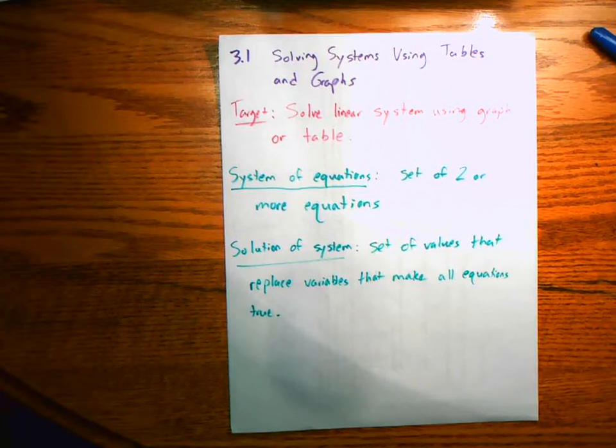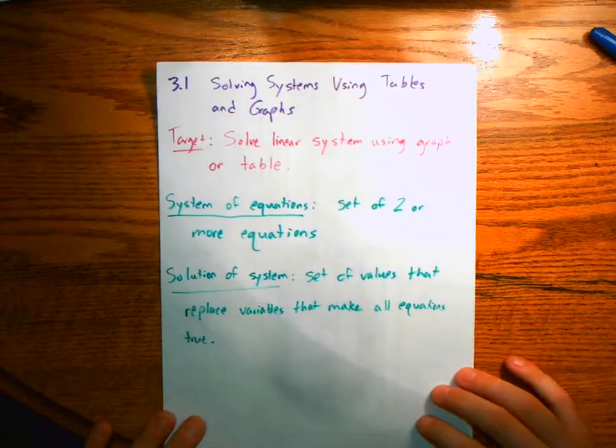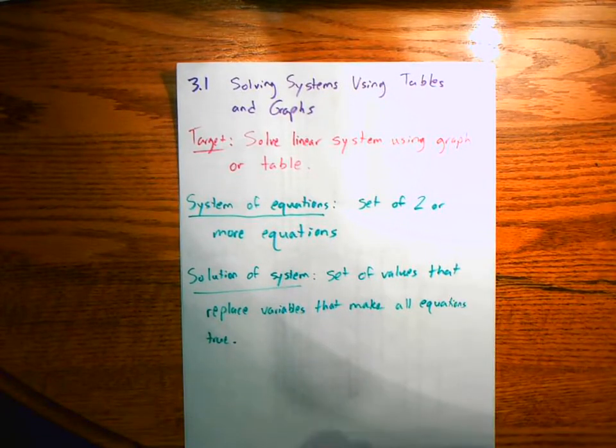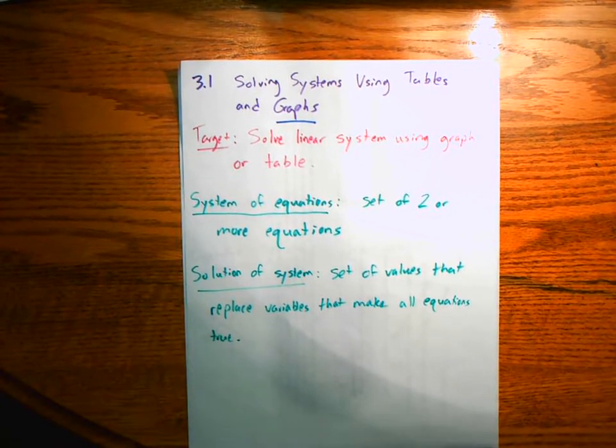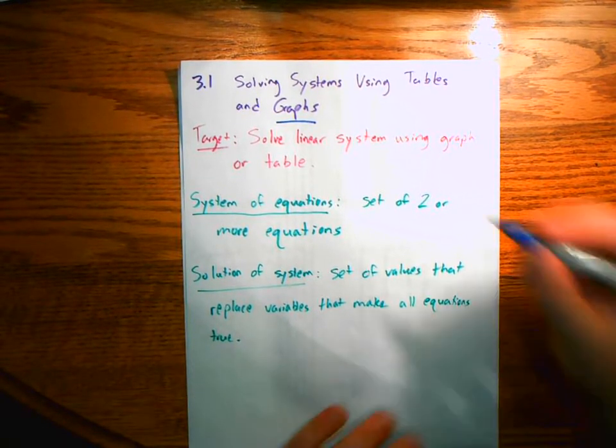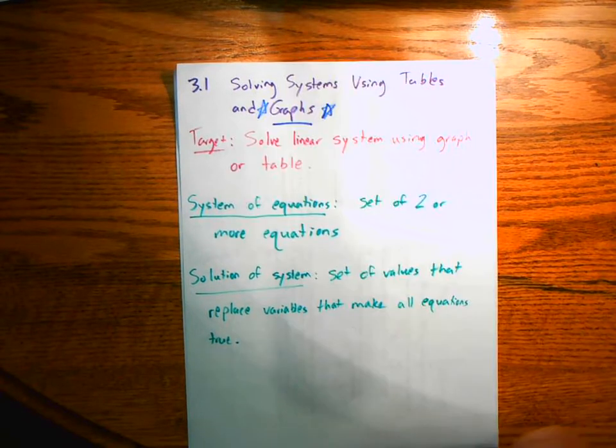Hello, this video is on section 3.1, which is the very beginning of chapter 3, and it's titled Solving Systems Using Tables and Graphs. I'm more concerned about the graph as opposed to the table. There may be one or two problems that we go over with the table, but the main thing we're going to be focusing on is how to solve it using graphs.